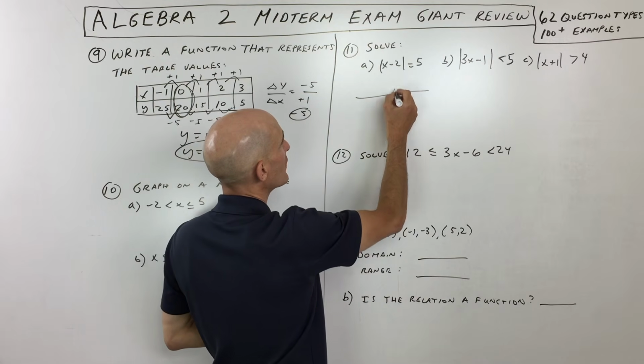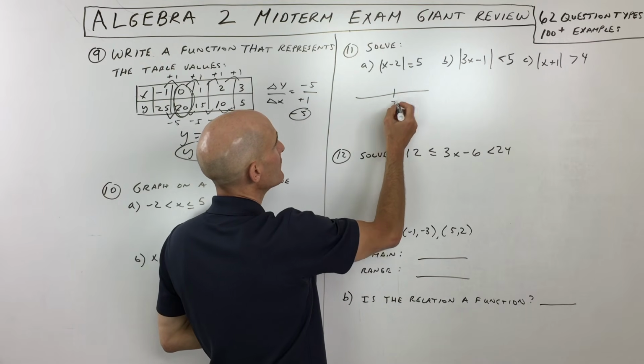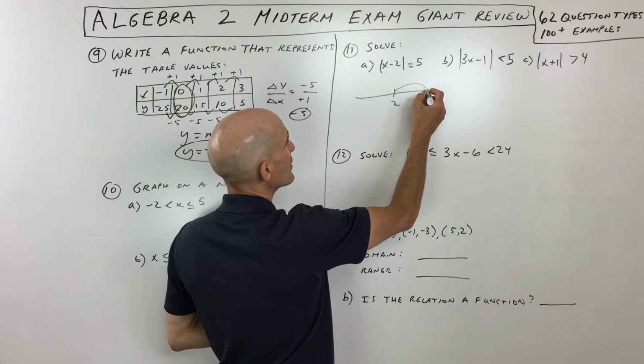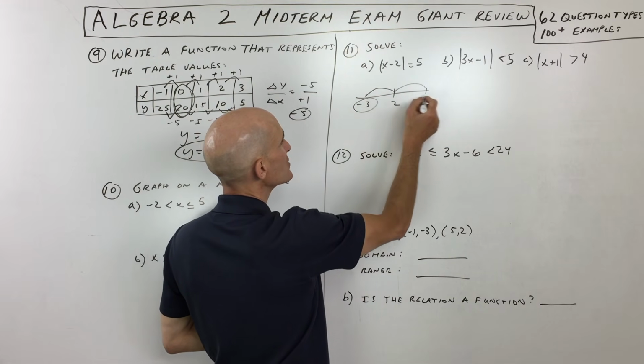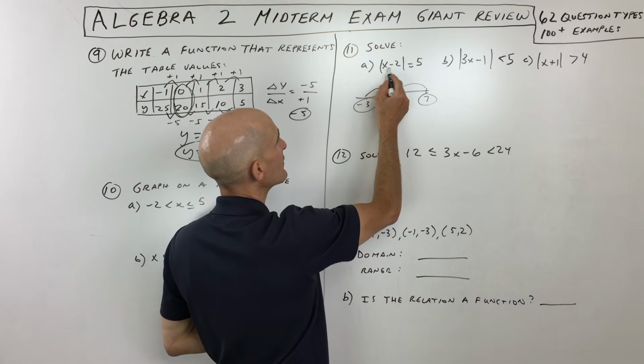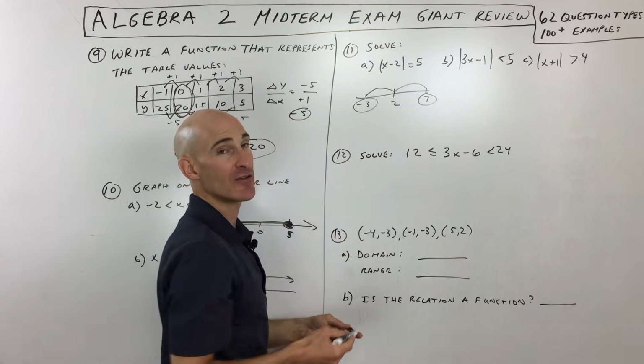If you go to the number line, here's 2. It could be 5 units greater, over here at 7, or it could be 5 units less, here at -3. So these are our two answers, and you can put those in. -3 minus 2 is -5, take the absolute value, that's 5.